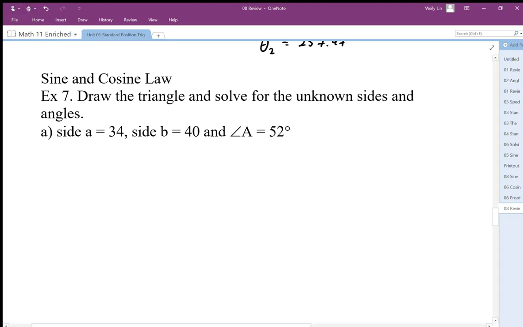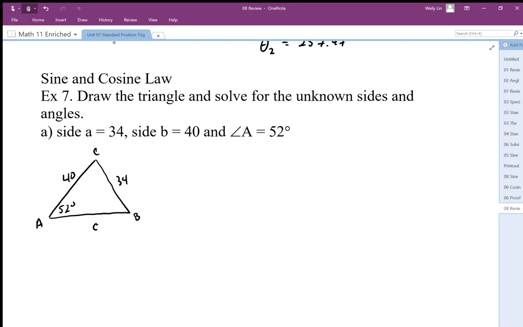So basically we're going to solve for triangles. So I'm just going to sketch my 52 degrees, something like that. This is 34. Sorry, that's angle A. So side B is the one next to it, and side A is going to be 34 like that. Okay, so this is angle B, angle C, side C. Now, this happens to be an angle-side-side problem, so we have to solve both possible triangles.